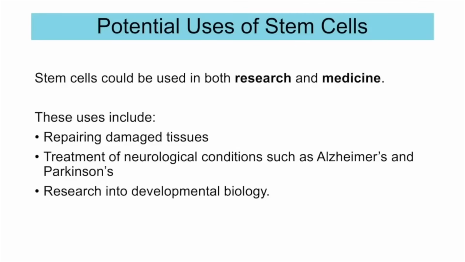So the potential uses of stem cells are in both research and medicine. And these include potentially being used to repair damaged tissues, or in the treatment of neurological conditions such as Alzheimer's and Parkinson's, or it could be research into developmental biology.